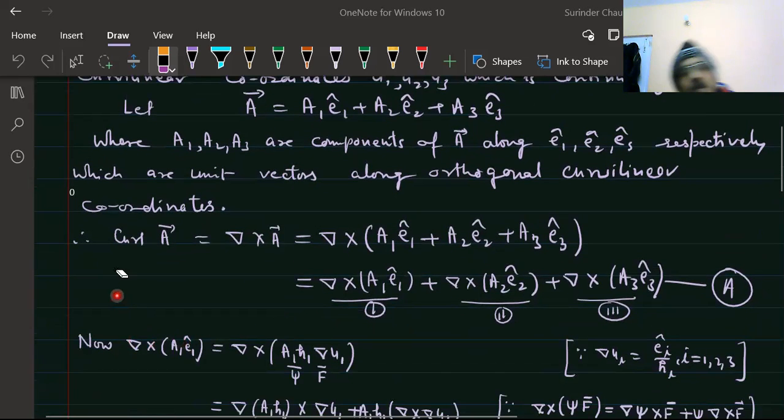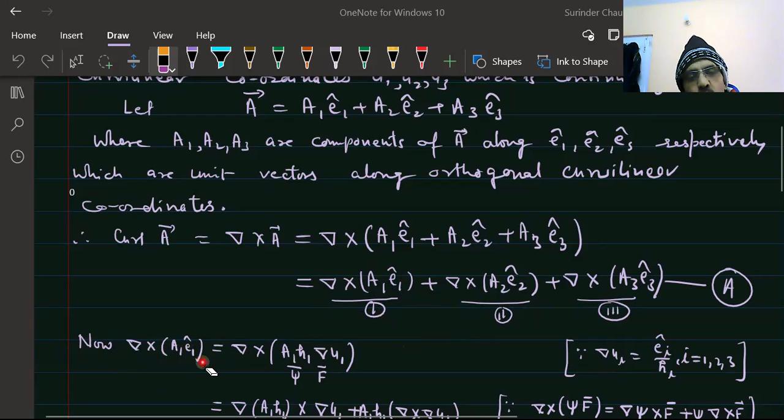Now we wish to find the curl of vector A. Curl of a vector means del cross A. Now substitute the value of A. When del is operated on this, it is equal to del cross the first component plus del cross the second component plus del cross the third component. We'll solve the first component, and similarly the other two components will be substituted. So the first component is del cross a1 e1 vector.